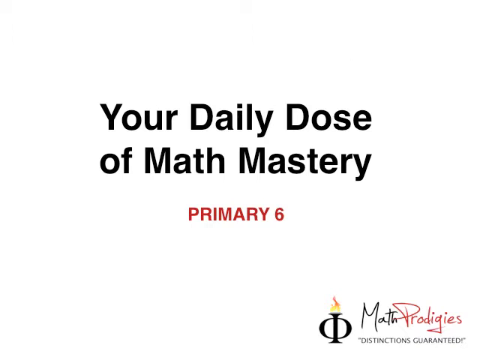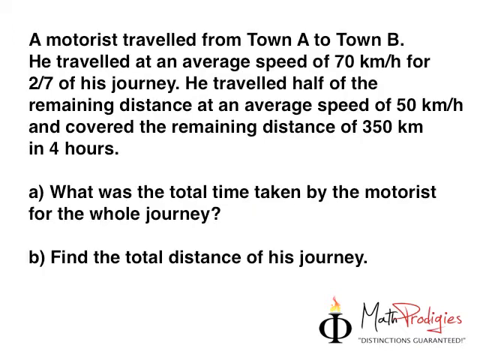Okay, so let's look at the question from yesterday. The question yesterday was this, and the answers are this. A, the answer is 15 hours, and B, the answer is 980 kilometers. And if you got that one right, I'm very, very proud of you. High five. You are a math prodigy. Good job. Okay, so how do we do this question?